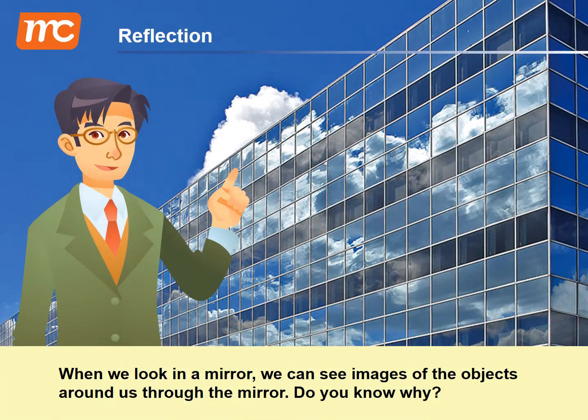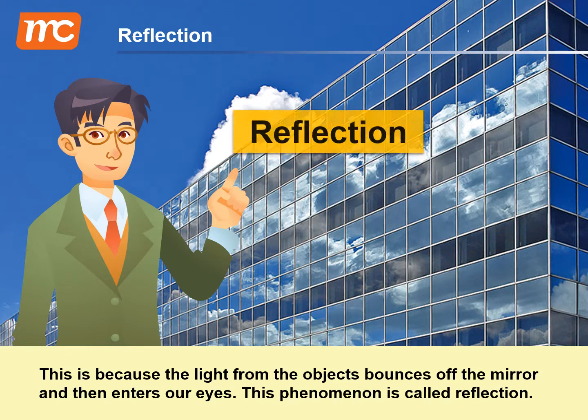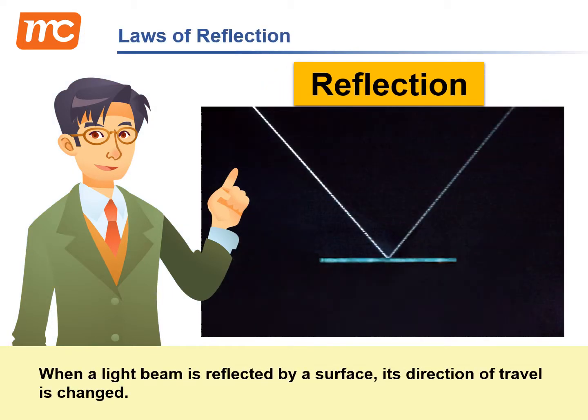When we look in a mirror, we can see images of the objects around us through the mirror. Do you know why? This is because the light from the objects bounces off the mirror and then enters our eyes. This phenomenon is called reflection. When a light beam is reflected by a surface, its direction of travel is changed.